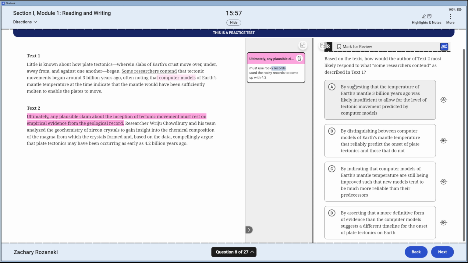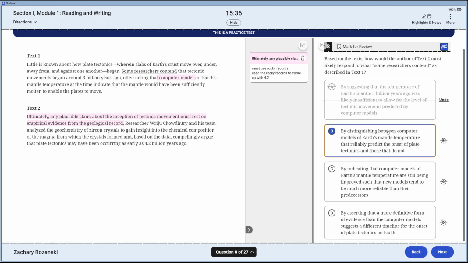By suggesting that the temperature of Earth's mantle was insufficient. I don't know where this temperature is coming from. I just seem to have information about rocks versus computer models, but they would have trashed the computer models, right? This first sentence is all about that you can't trust computers. By distinguishing between computer models of Earth's mantle that rely on the onset of and those that do not. Nope, the problem is not that some computer models are better than others. They would say that none of the computer models are the absolute best.